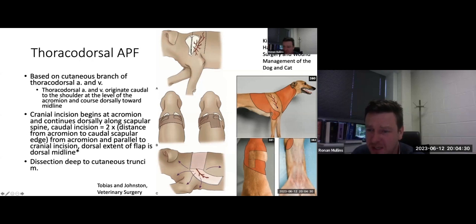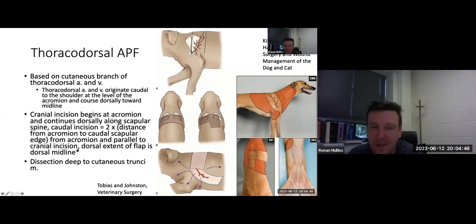So again, from Kerpenstein and Tahara's book, you can see the areas that this flap can reach. It's useful for skin defects on the neck, over the thorax, can be used for the axillary region, and also over the lateral aspect of the elbow. And that's the most common reason I would use it in oncologic cases.